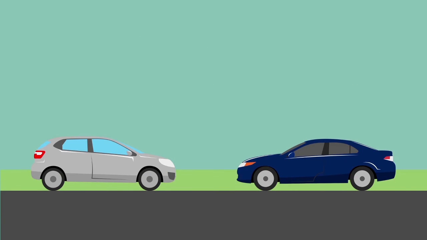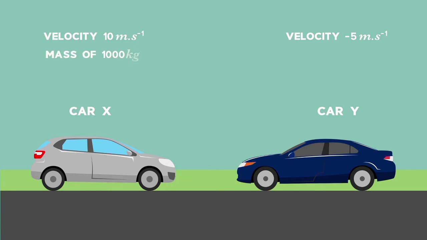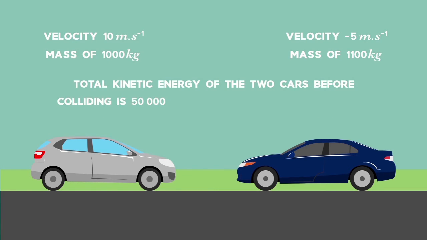Let's go back to one of the examples of two cars, X and Y, from a previous lesson. In that lesson, car X collided with car Y. Car X had an initial velocity of 10 meters per second and car Y a velocity of -5 meters per second. Substituting their masses of 1000 and 1100 into the equation for kinetic energy is the next step. Adding it all up shows us that the total kinetic energy of the two cars before colliding is 50,000 for car X, 13,750 for car Y, a total of 63,750 joules of kinetic energy.